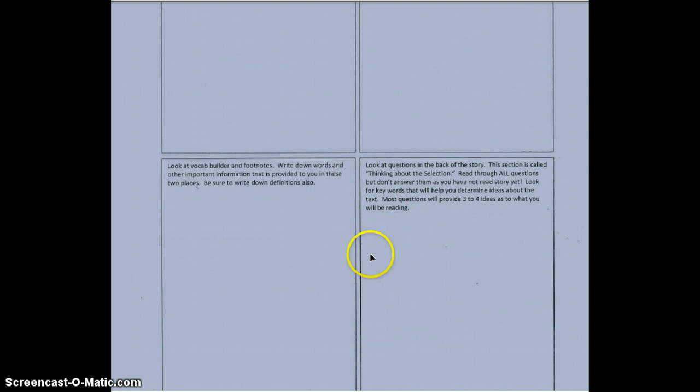And then the final box. You go to the back of the story. Now, I usually only do this with nonfiction because with fiction there's usually an element of surprise, and I don't really want you to know what happens at the end of the story. But in nonfiction, if you look at the questions in the back, they are also going to provide you with information that you did not know yet about the text.